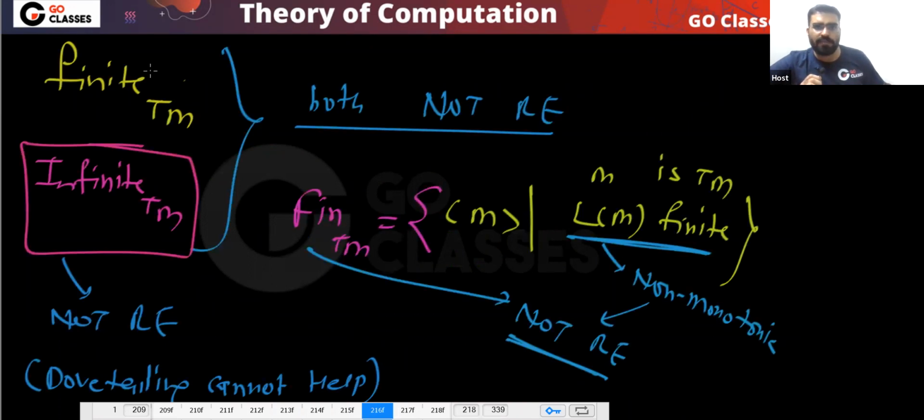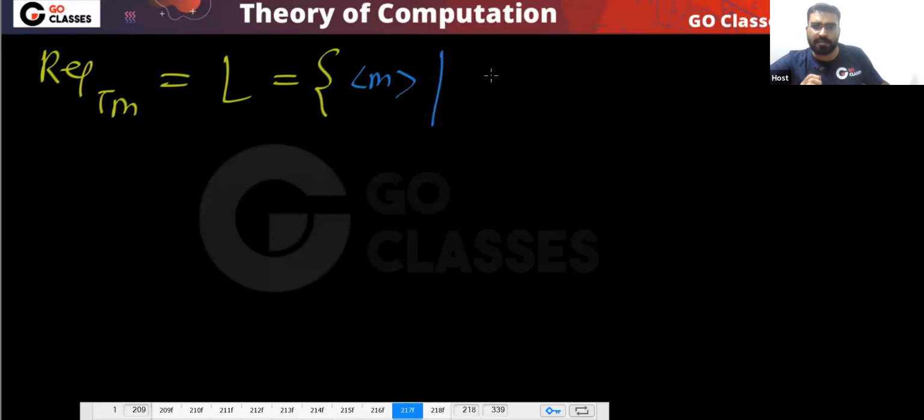For example, you can take many more examples. For example, the finiteness problem and the infiniteness problem. Both are not RE. Consider also the regularity problem of Turing machines.